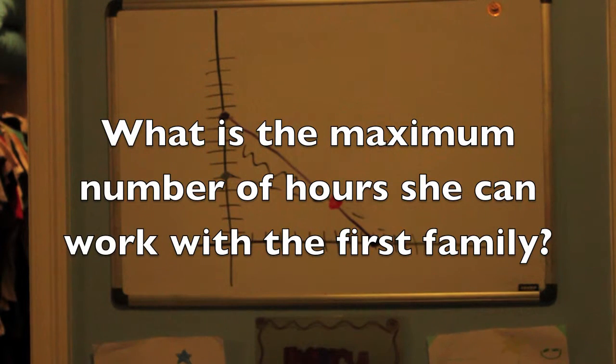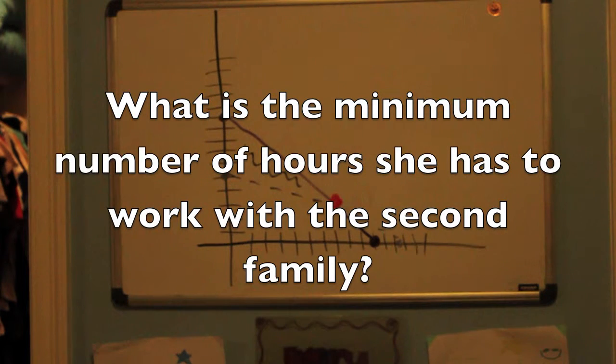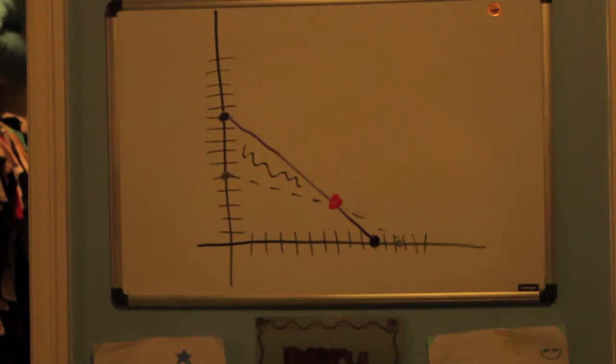What is the maximum number of hours she can work with the first family? And what is the minimum number of hours she can work at the second family? To find the answer to both of these questions, we will have to find the coordinates of the point where the two lines cross. To do this, we will have to turn to the previous inequalities and plug them into one another. You can either use elimination or substitution. In this problem, we are going to use substitution.